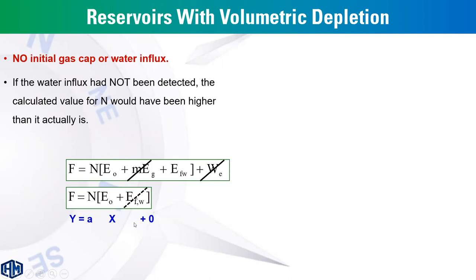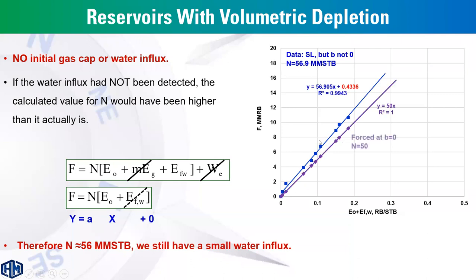So you can plot this relationship with this reservoir data. If we consider this equation and make a regression line for this relationship, you will have this fitting equation. But if we force this data to have zero intercept according to this relationship, you will have this form: Y equals 50 multiplied by X. X is typically the value of N, or the STOIIP volume.